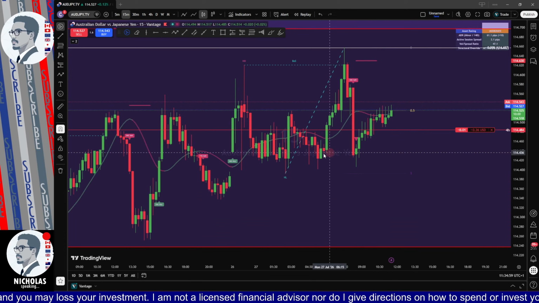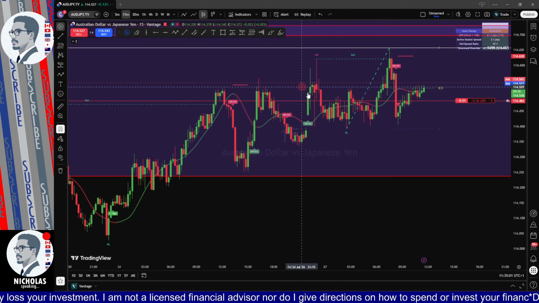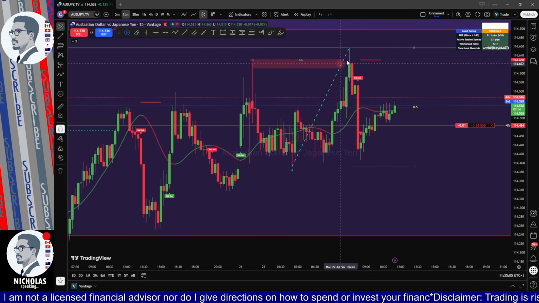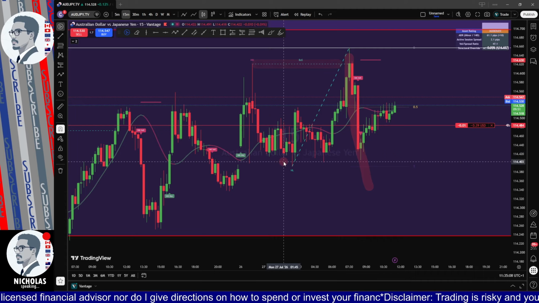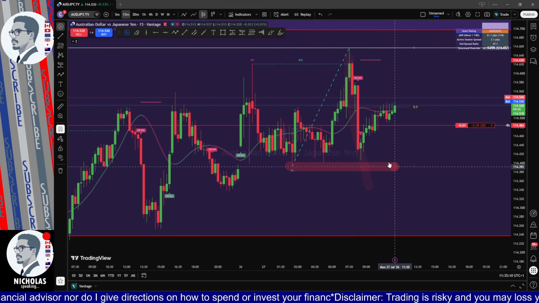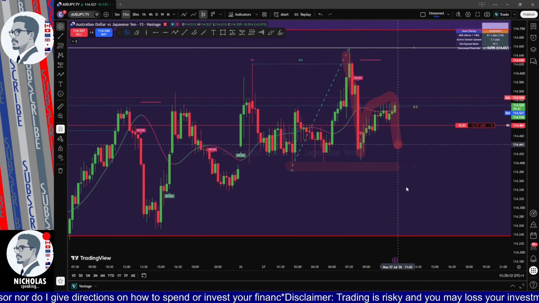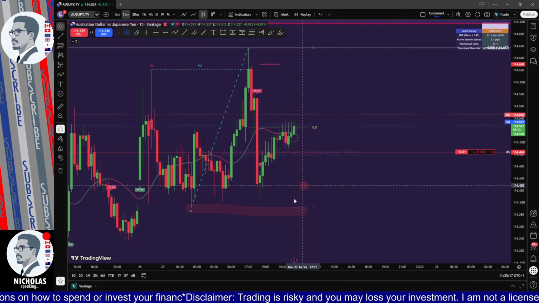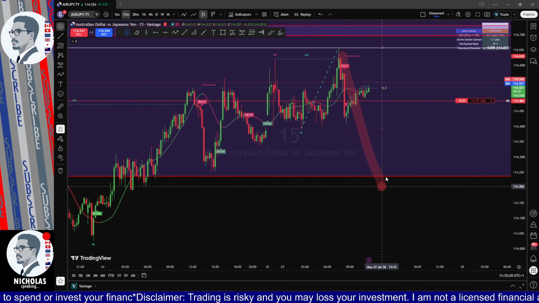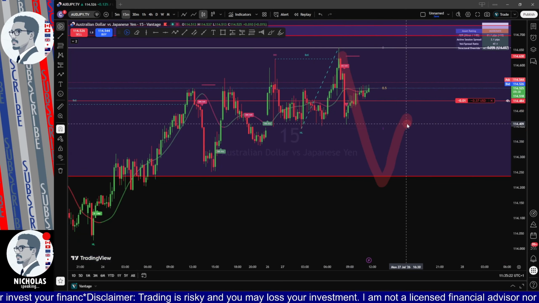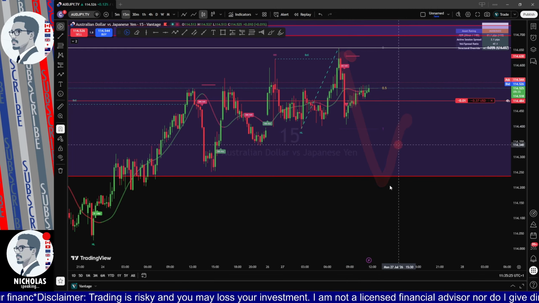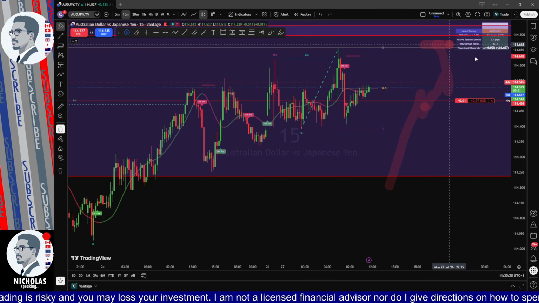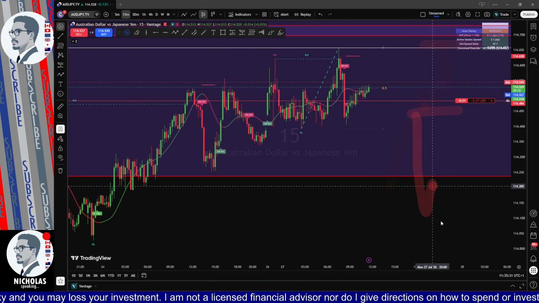However, this was a risky approach. A less risky approach is to wait on this 15 minutes for it to print a change of character. So if price goes below this higher low, like this, it will create a change of character. When price creates that change of character, we wait for a pullback, and in that pullback we look for sell signals. The moment we see a sell signal, we take it, stop loss above, entry there, and we start to hold the market.